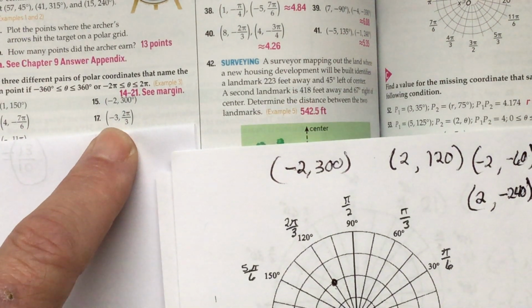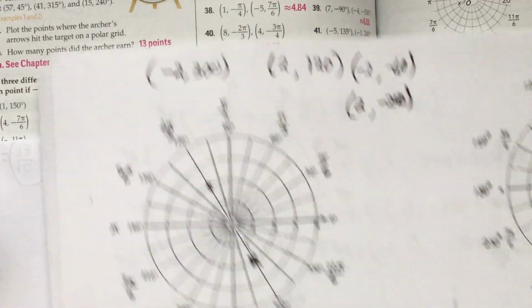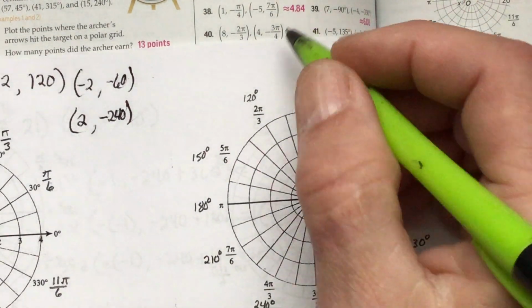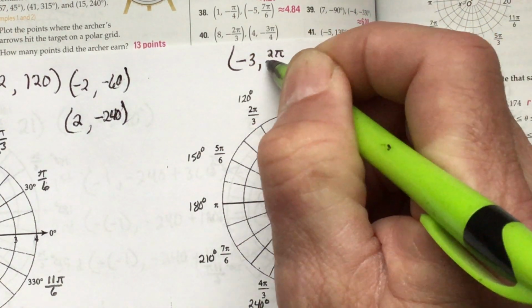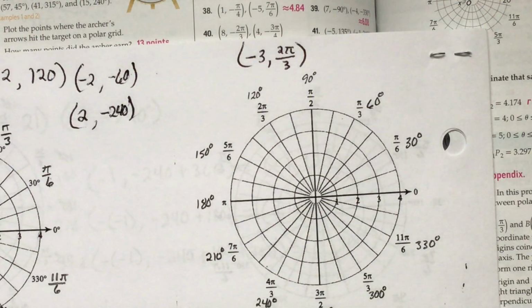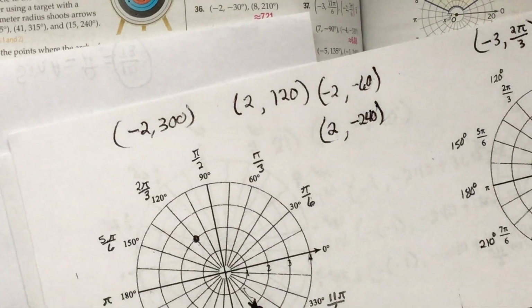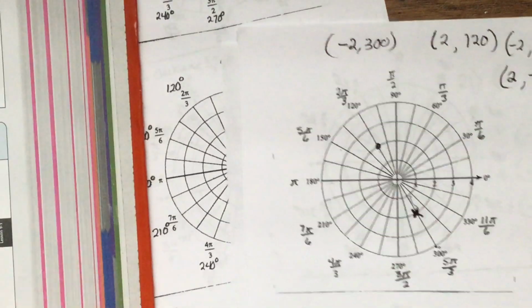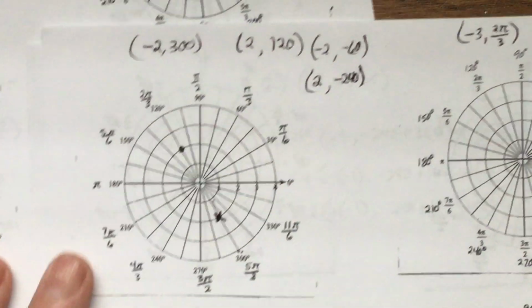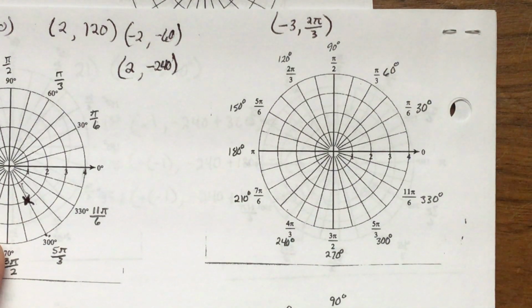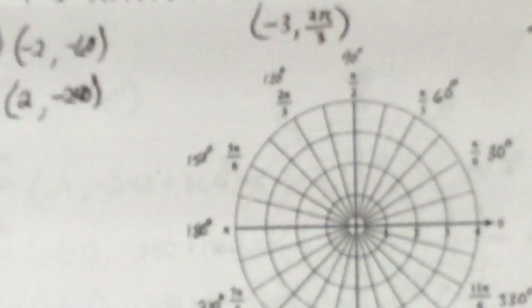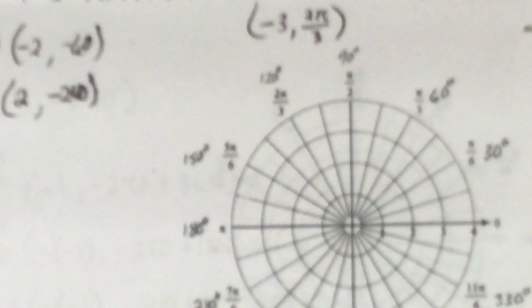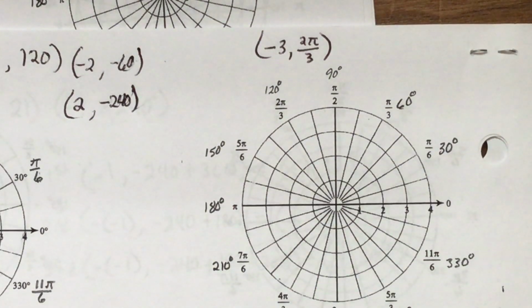Number 17 says negative 3, 2 pi over 3. Okay, so negative 3, 2 pi over 3. I'm going to adjust everything here to make it a little bit easier for me to work, so bear with me just a second. And let me zoom in on this. There we go.